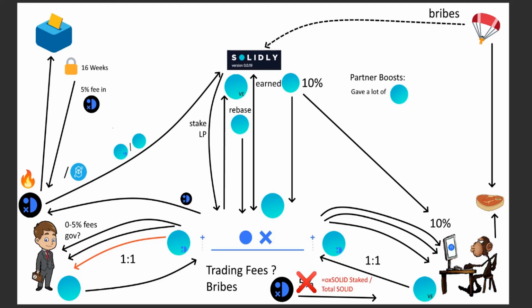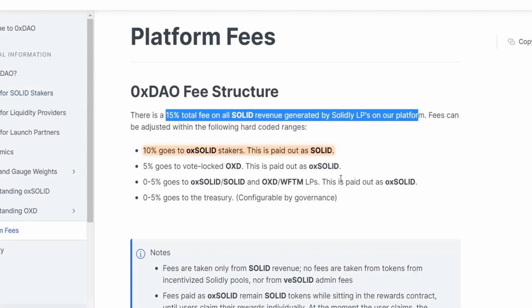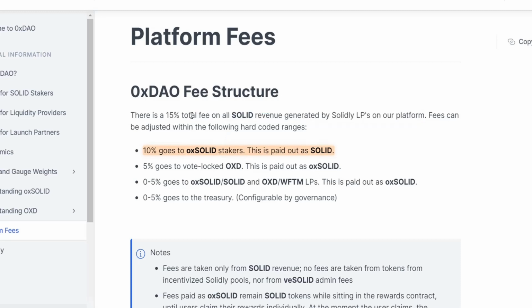So let's swing over to the docs and look at the fees. So there are fees for various things. Now the fees come out of the LPs that are staked on the platform. So you produce, those two LPs, the XD, these two LPs right here. So 15% of that is taken, right? So 10% goes to the X stakers paid out in solid, right? 5% goes to the vote locked XD tokens. So I showed you that.